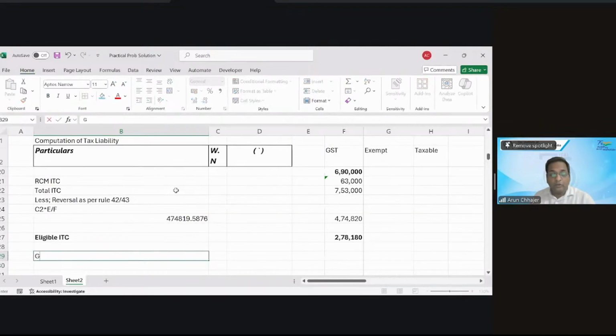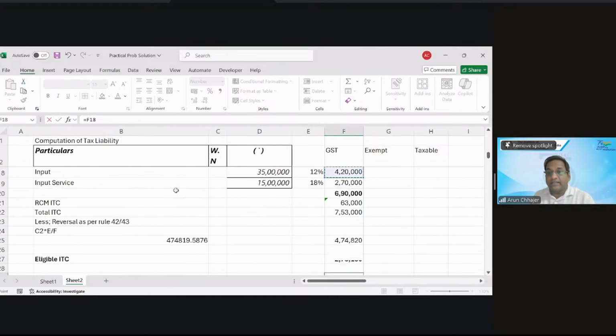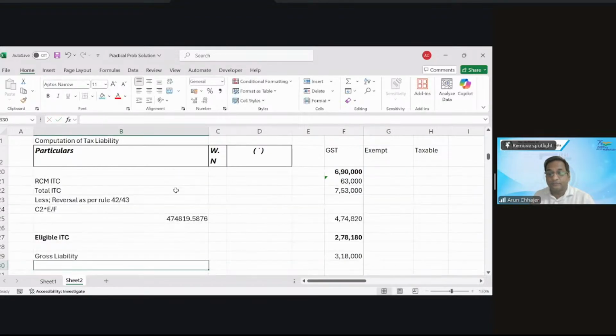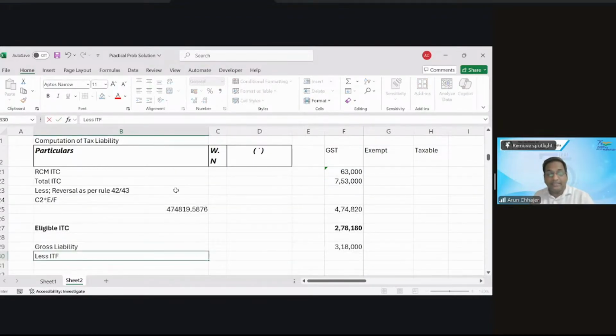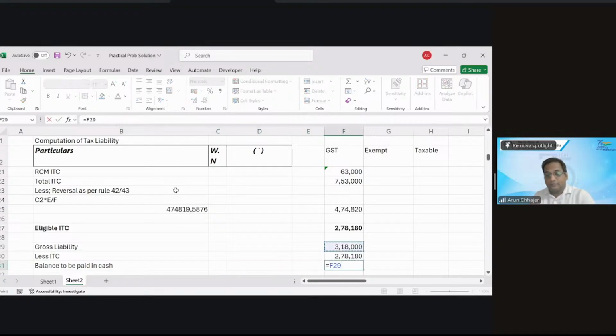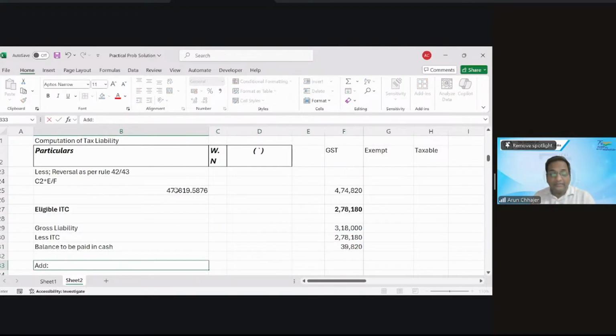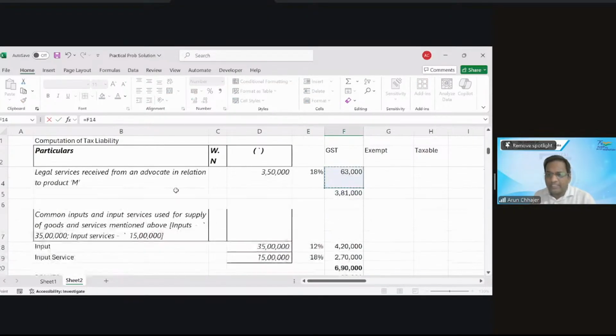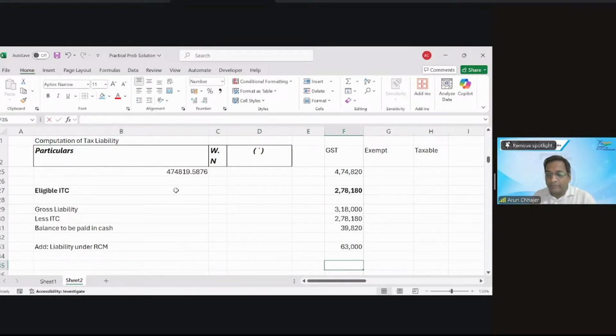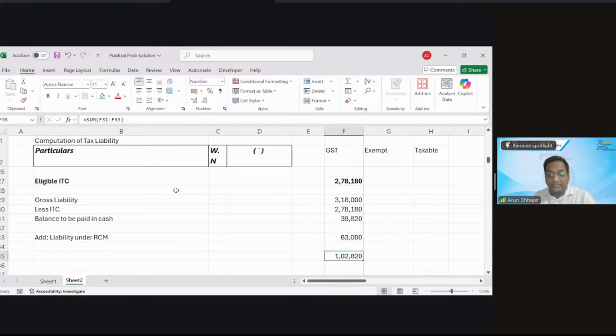Now the gross liability. What was the gross liability? 3 crore 1 lakh 18 something like that. Less ITC. How much ITC he has? Balance to be paid in cash. And add the liability under RCM. So presentation might be slightly not better, but you are able to understand the question and the working note that I like to highlight.